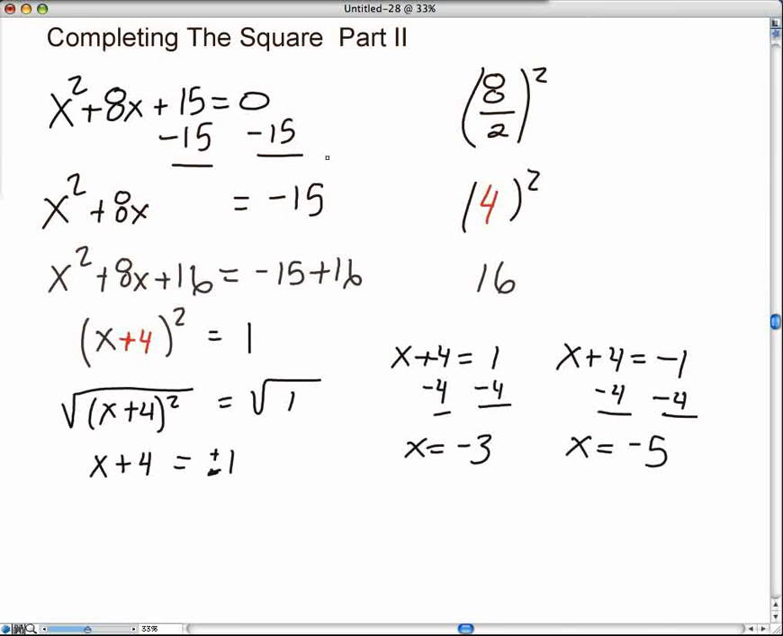Now, the reason why I chose this problem to start off with was twofold. One is that the coefficient here is 1. When the coefficient here is 1, the problem tends to be kind of easy to do. And to make it even easier, this middle term, this 8, is an even term, because that middle term we're going to divide by 2. So those 2 things make this problem very easy. Now let's do the next problem.